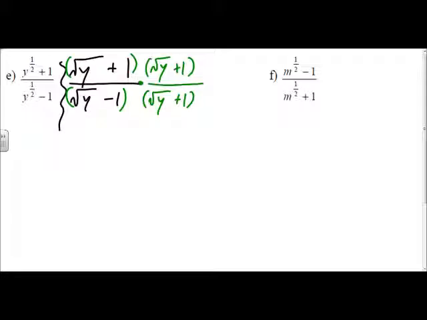Now when we FOIL this out, square root of y times square root of y becomes y. Square root of y times positive 1 is positive square root of y. Negative 1 times square root of y is negative square root of y. And negative 1 times positive 1 is negative 1, in which case these two subtract out, and our new denominator then is just going to be y minus 1.